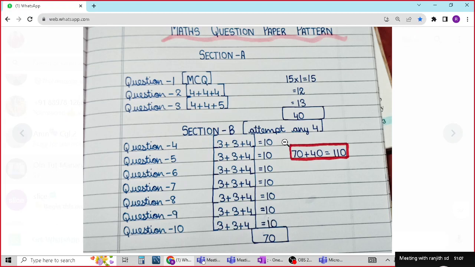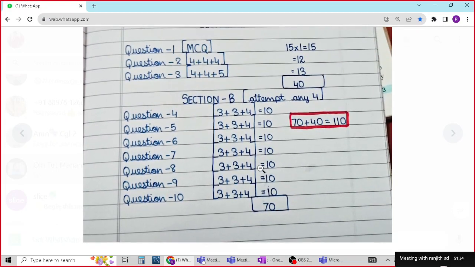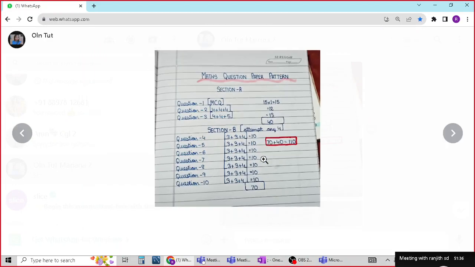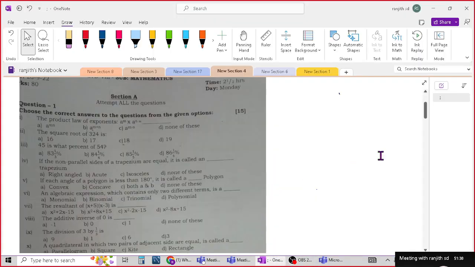Section B has 6 or 7 mains. How many mains will you have to attempt? 4. Out of 7, you'll have to attempt any 4. And you know how to attempt 4 mains, right? Yes, sir. You can't skip any question, and you can't choose another question from the 5th main. Choose any 4 mains and complete all 3 questions. Each main has 3 questions, so you'll have to do all 3.